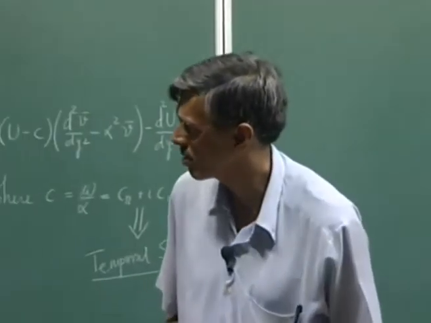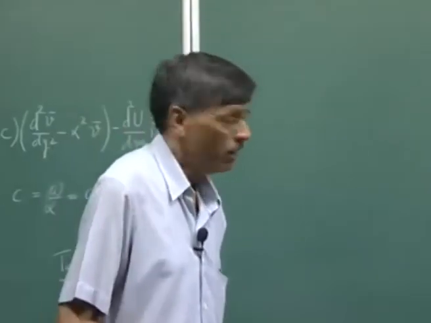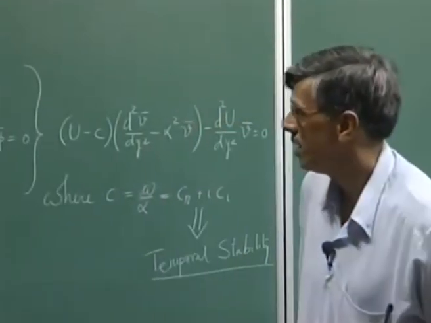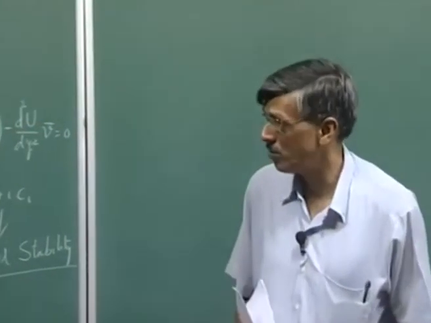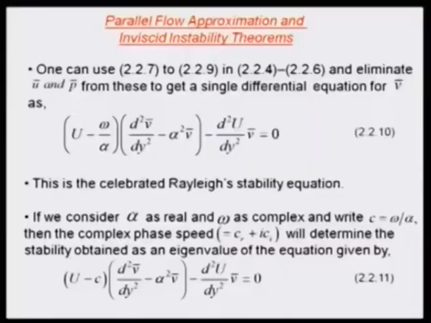Okay, so in the last class we discussed the instability of parallel flows, considering the disturbance quantities are governed by the inviscid equation, right, and we derived that equation 10 on the board there.